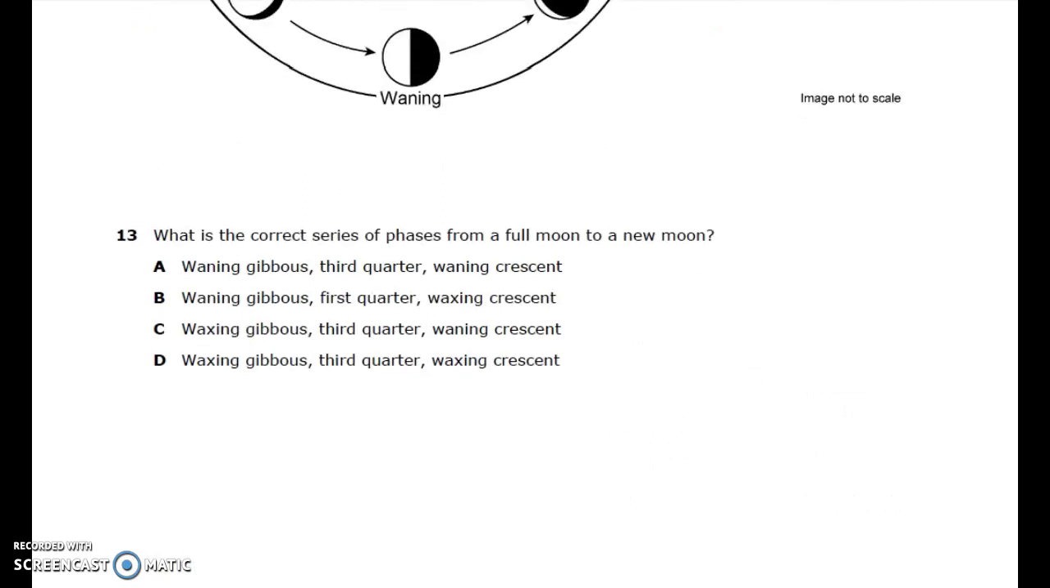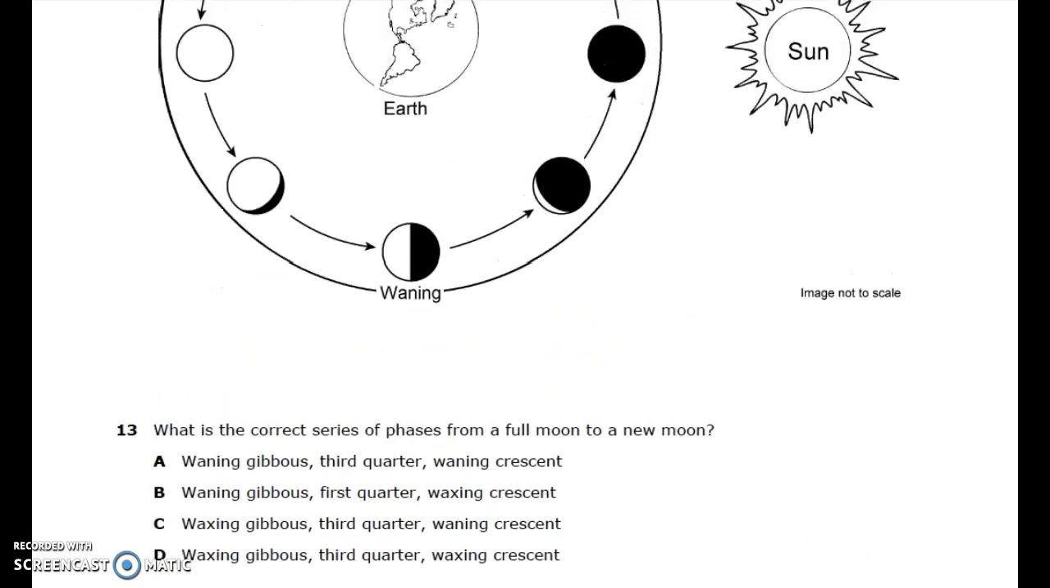Number 13. What is the correct series of the phases from a full moon to a new moon? A. Waning gibbous, third quarter, waning crescent. B. Waning gibbous, first quarter, waxing crescent. C. Waxing gibbous, third quarter, waning crescent. D. Waxing gibbous, third quarter, waxing crescent.